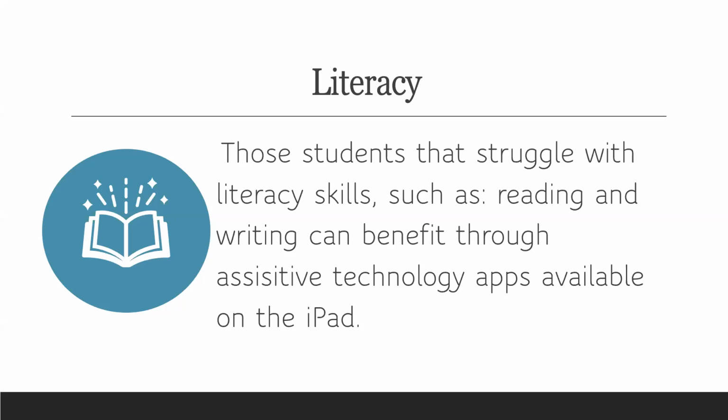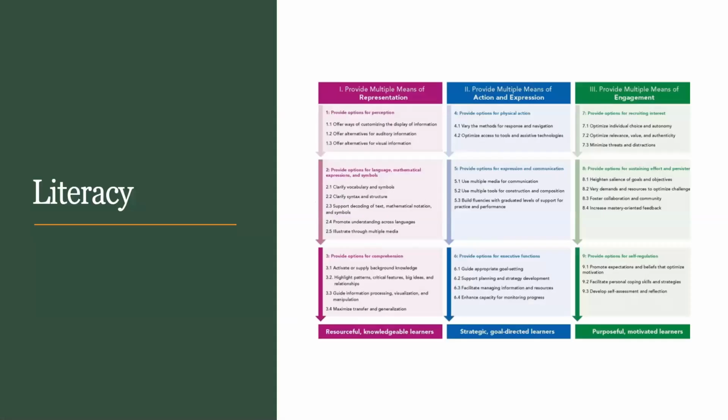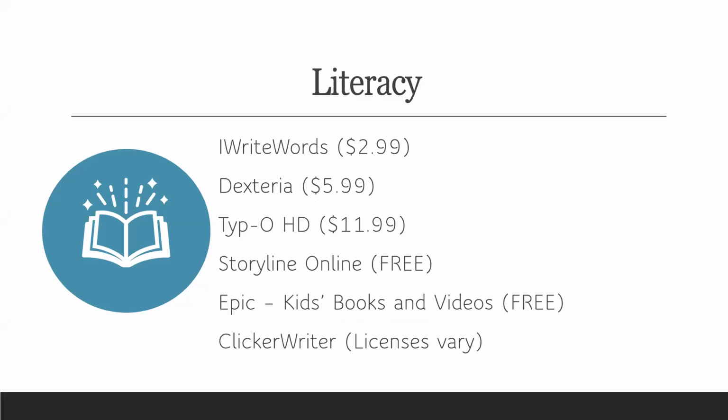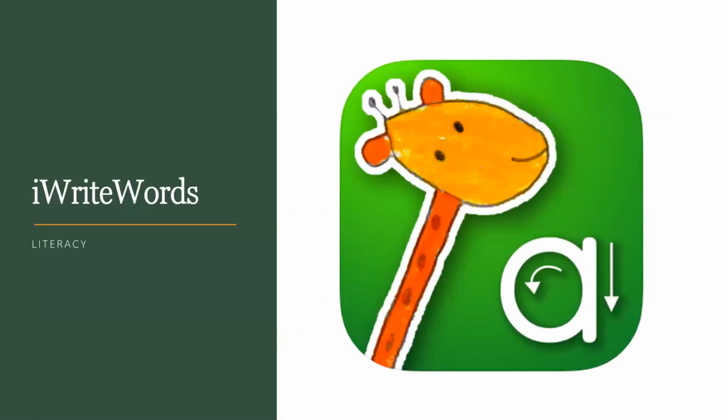Some of the apps that I have found that fit this approach maybe a little bit better than others are listed for you. Oh, and this is what the UDL outline looks like. So the three areas are multiple means of representation, multiple means of action and expression, and then multiple means of engagement. If you have any questions about UDL or would like more information, you can contact me at the office. Okay, so we're going to look at these apps that are listed for you here, and I'm going to start with I Write Words. Okay, so this is a really nice app when you're just starting with literacy skills.